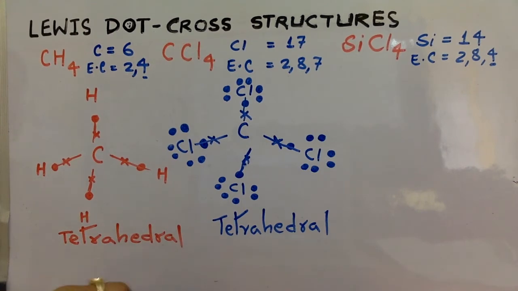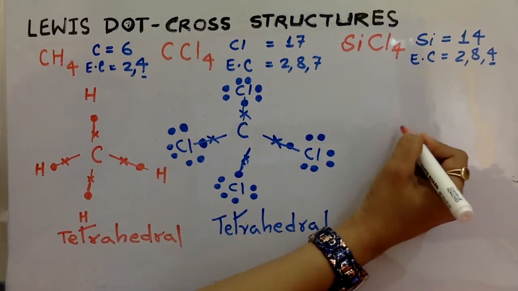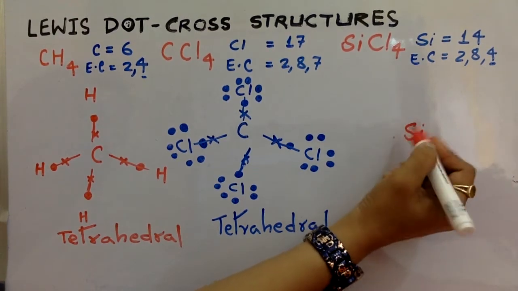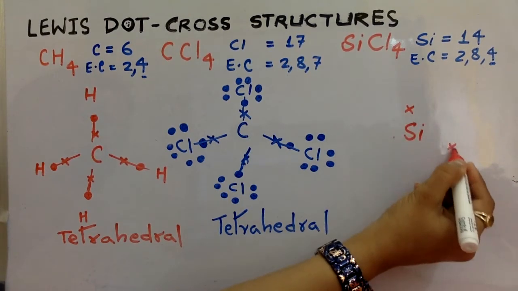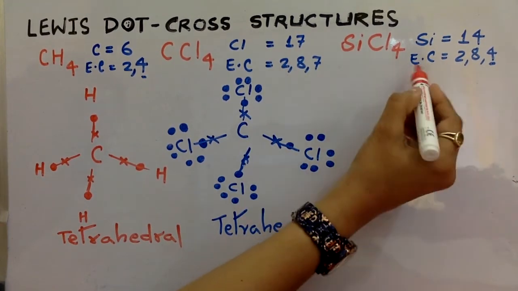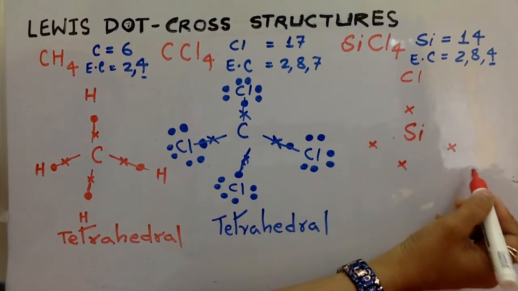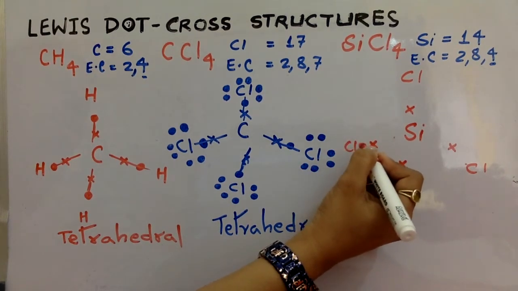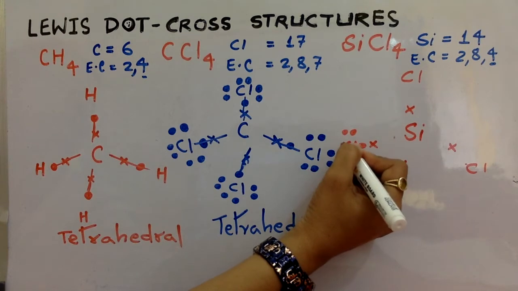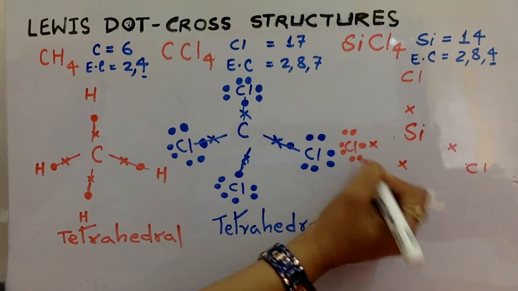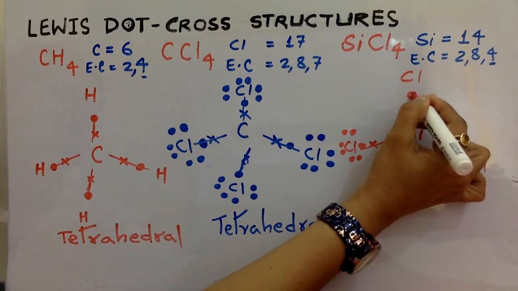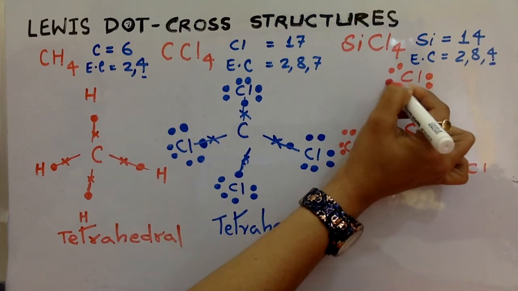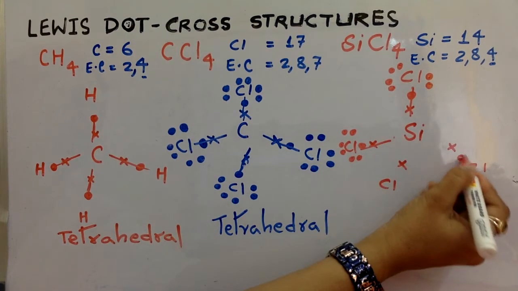Then we have SiCl4, exactly the same, no difference at all. Silicon is having 4 electrons in the valence shell, just like carbon, and 4 chlorine at the 4 corners of a tetrahedron, each contributing 1 electron for the bond formation. This is 1 bond formed, another, the remaining 6 electrons are left unused. They are the 3 lone pairs.